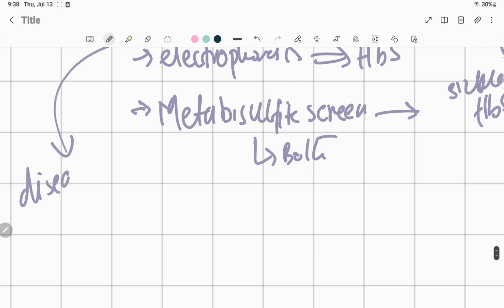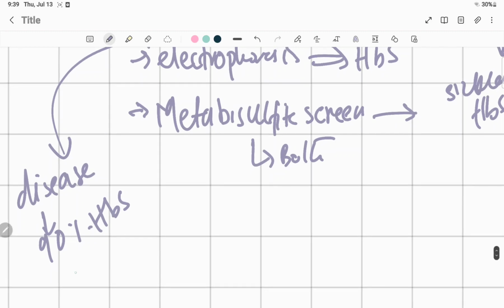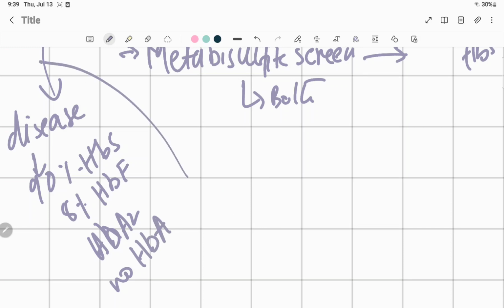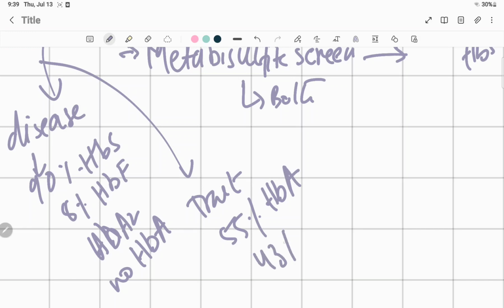In electrophoresis, when it's about disease, sickle cell disease, we're going to have 90% HbS. So these are approximate numbers. 8% HbF, and then there is HbA2. You can see HbA2, but no HbA. Okay, and in trait you see 55% HbA, which is normal, 43% HbS, 2% HbA2. You don't see any HbF. And that is it, you guys. That is it for sickle cell anemia.